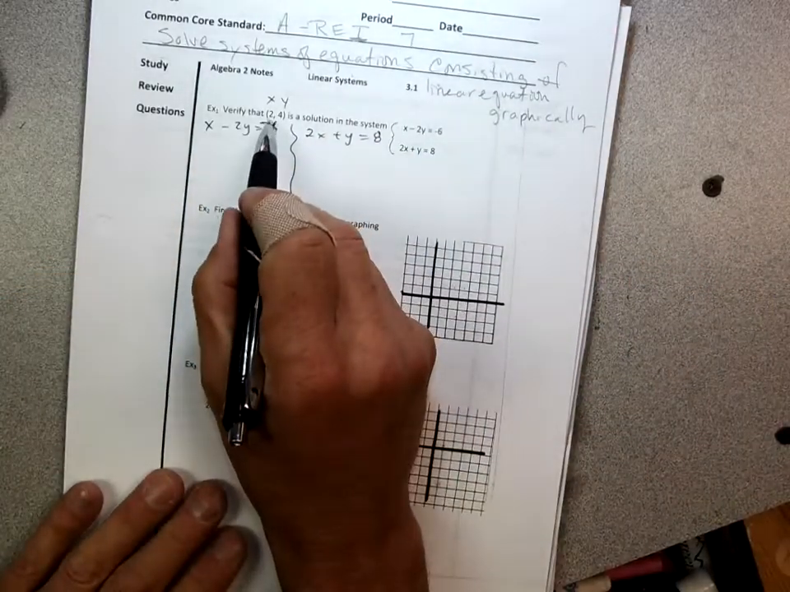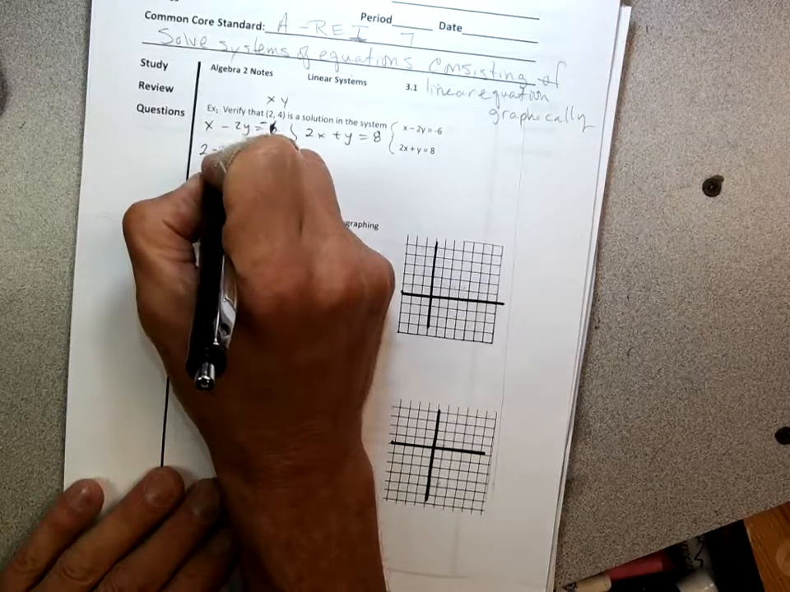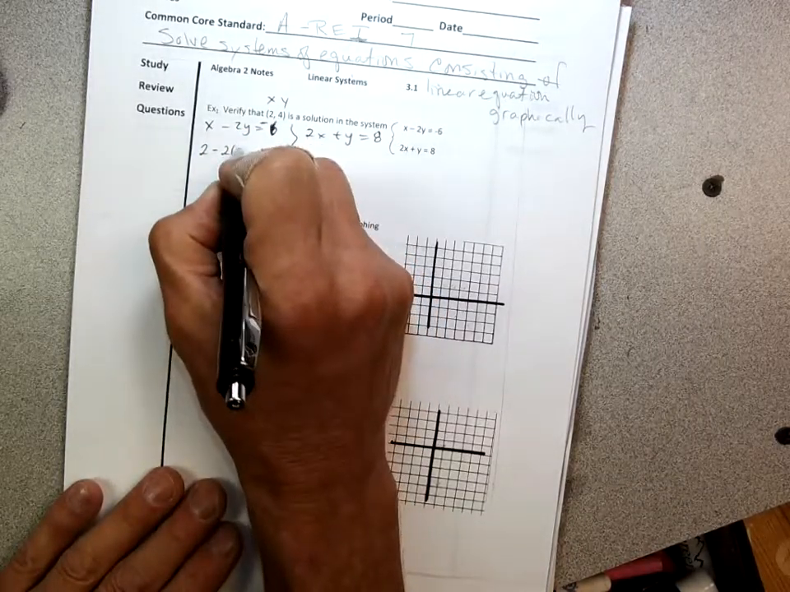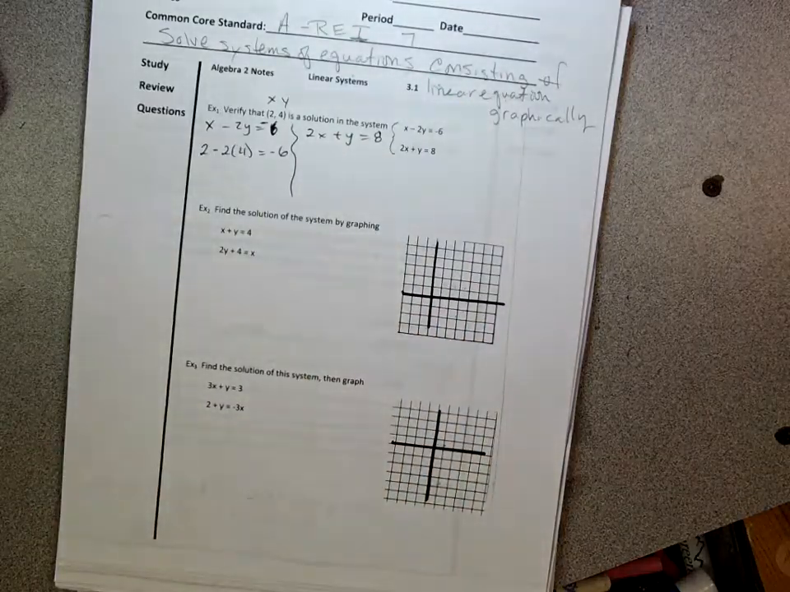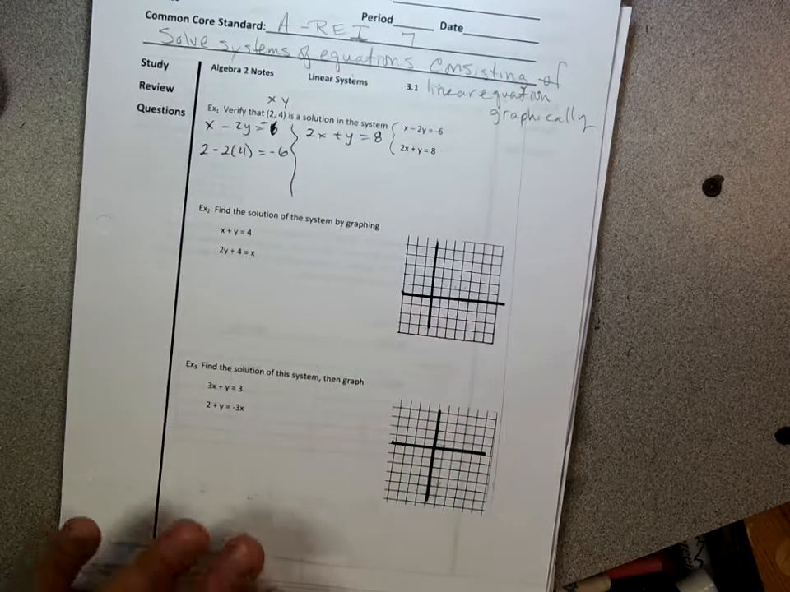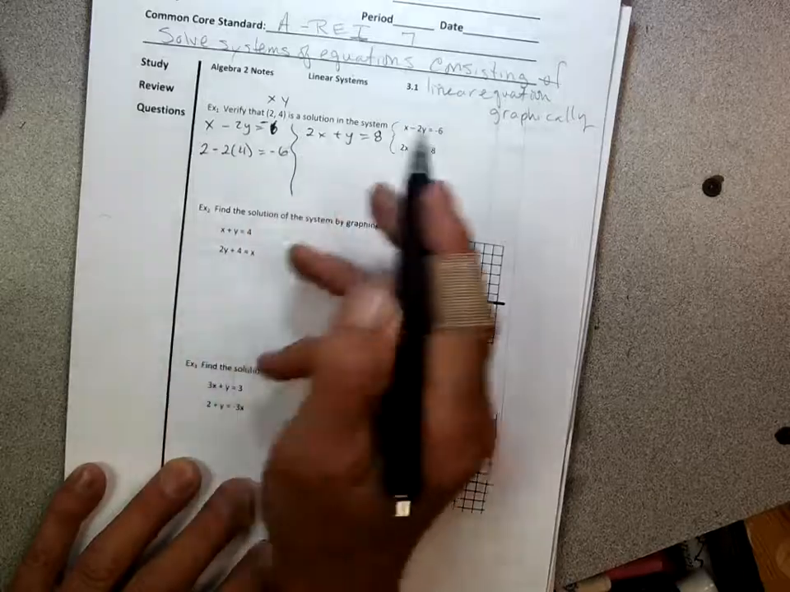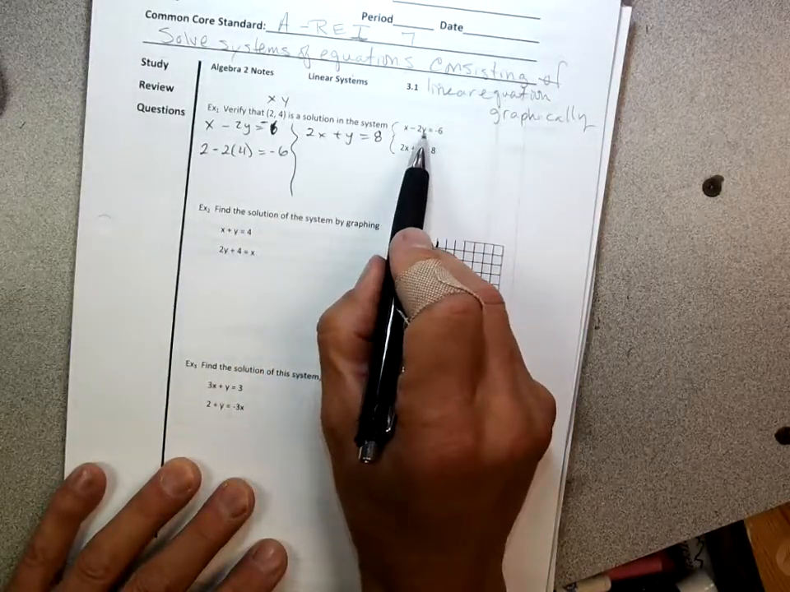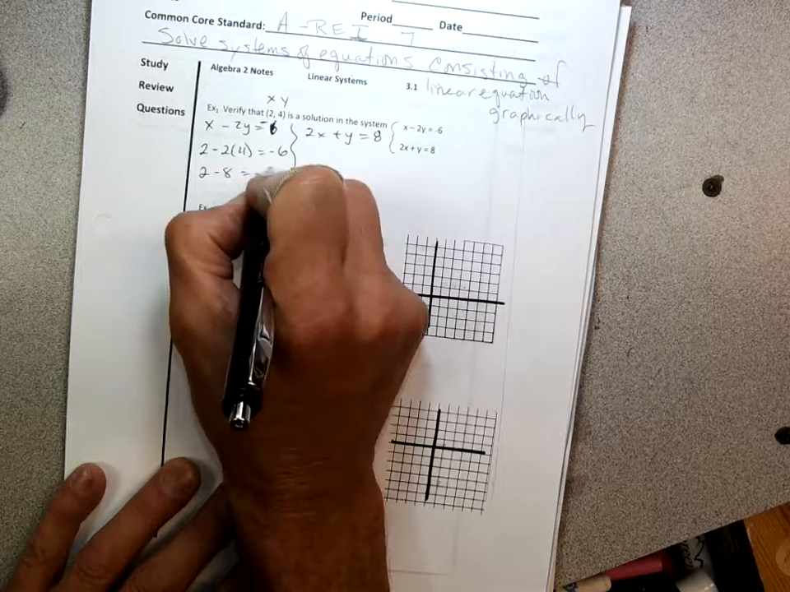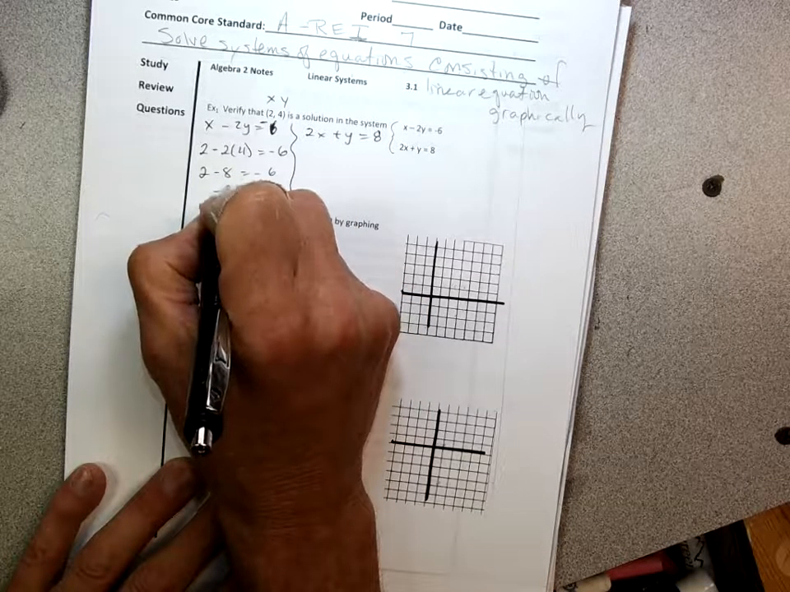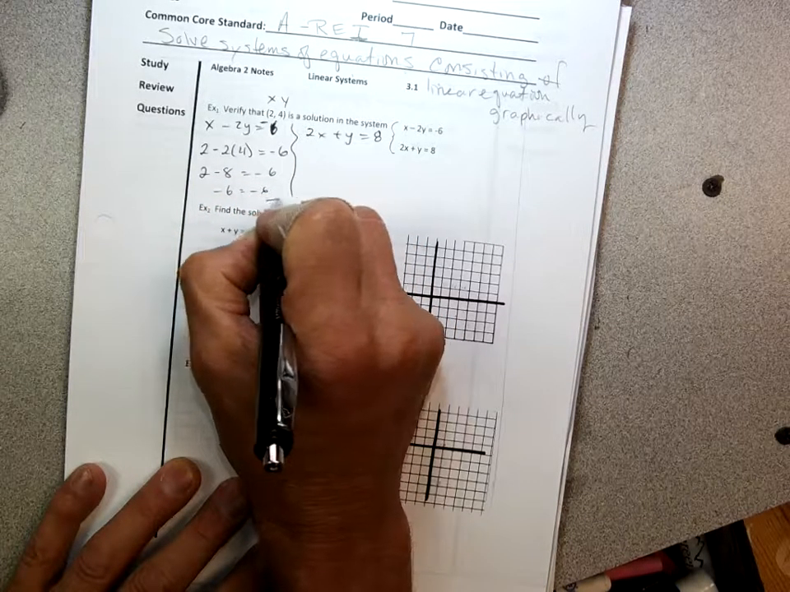So I'm going to plug the 2 in for the x. So I'm going to go 2 minus 2 times, I'll plug the 4 in for the y. And will that equal negative 6? Thanks, Alondra. It probably wouldn't have before, huh? So let's do the math. Let's see if we get this to equal negative 6. So I just plug the x and the y into the equation. So I get 2 minus 8. Sure enough, 2 minus 8 is negative 6. So I'm going to say T for true.